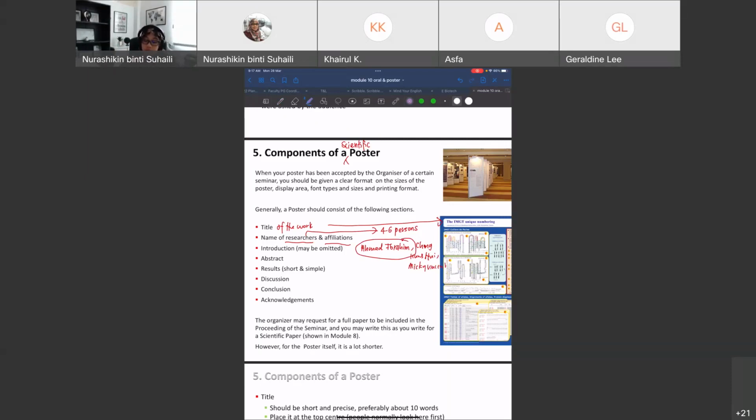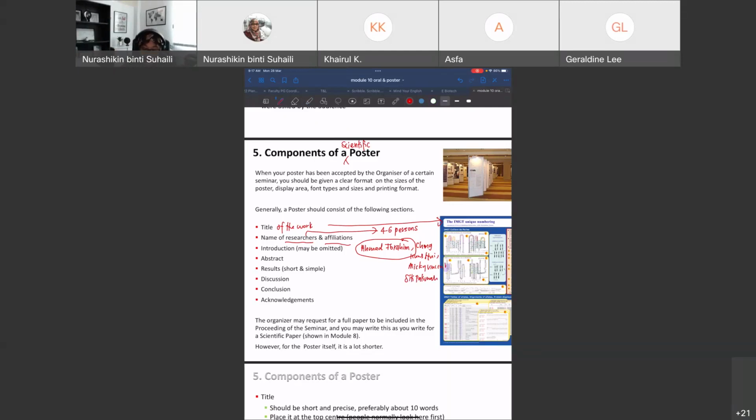Maybe your supervisor also has some collaborators who give some ideas about the research from other universities. Maybe another person is Siti Fatima, for example. So that is the order. The first person is actually the main person doing the research. So that is the name.